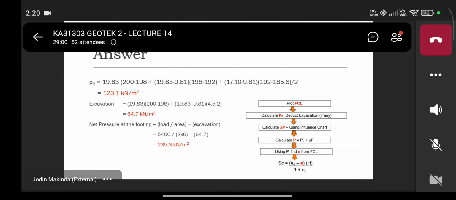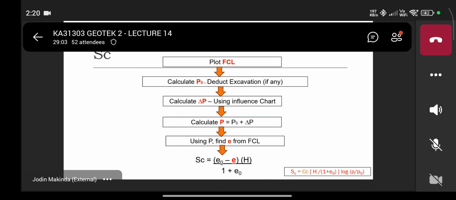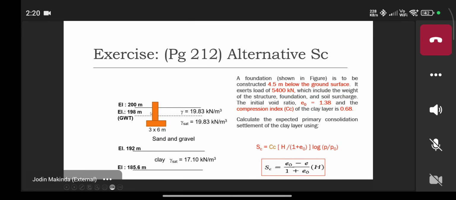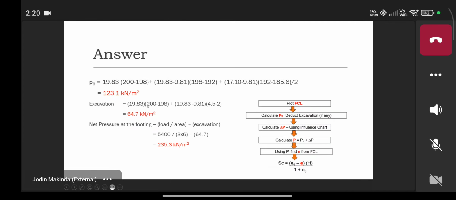Excavation is, look into the structure here. If you look into the structure, you dig 2 meters of the first layer, and then 2.5 meters of the next layer. Therefore, your excavation here is 2 meters of the first layer, plus 2.5 meters of the second layer.